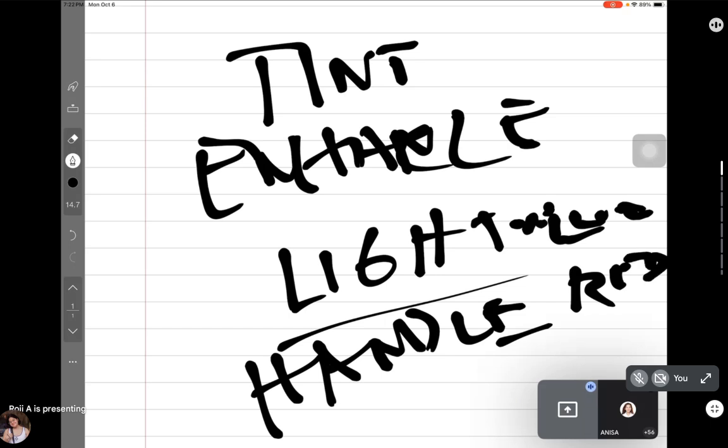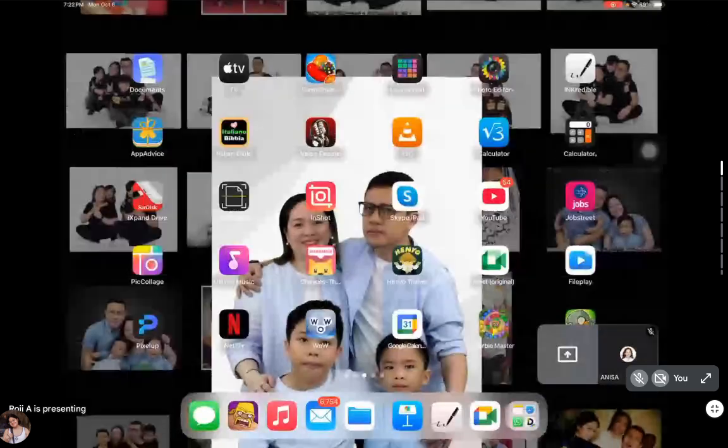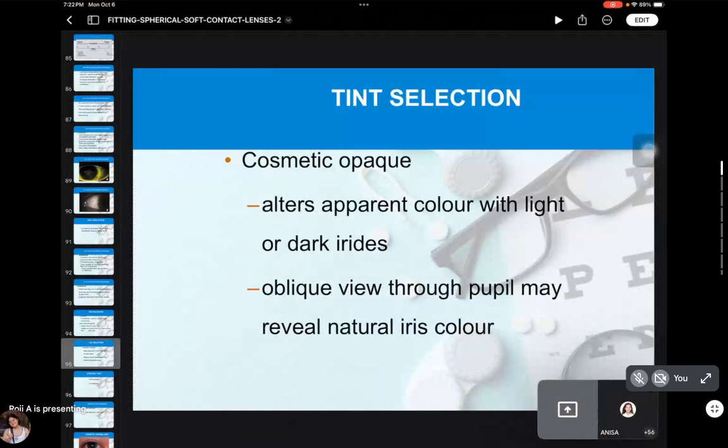Ayan. Pero red ba talaga to? Hindi naman red na red to. Pag nilagay mo against white background, makikita mo, parang yellowish siya, parang reddish siya. Pero pag sinuot mo, hindi naman makikita yan ng tao, no? Do you understand what I'm saying? That's your handling tint. At pag nalaglag ang contact lens, dahil wala siyang handling tint, hindi mo makikita.